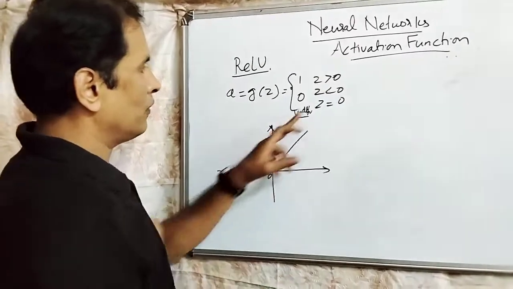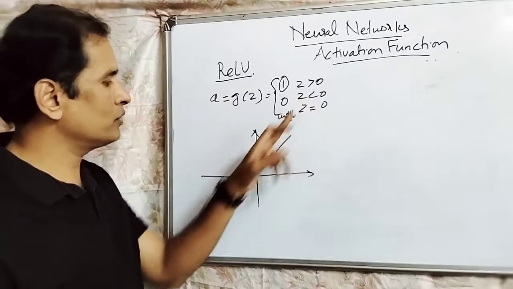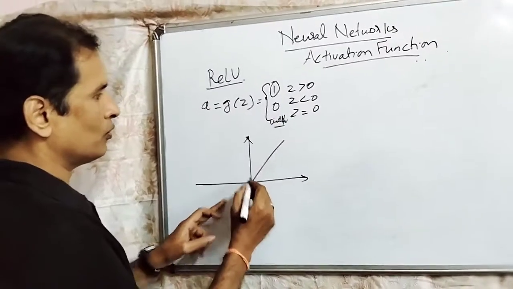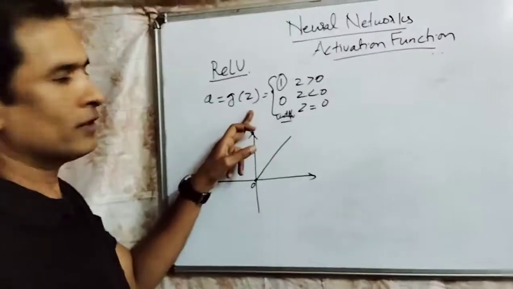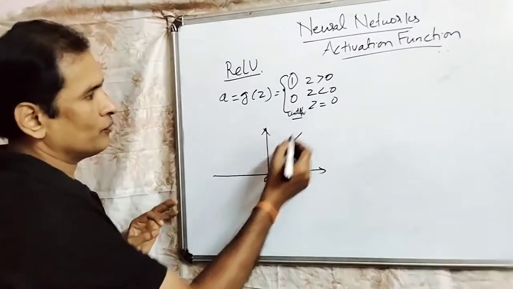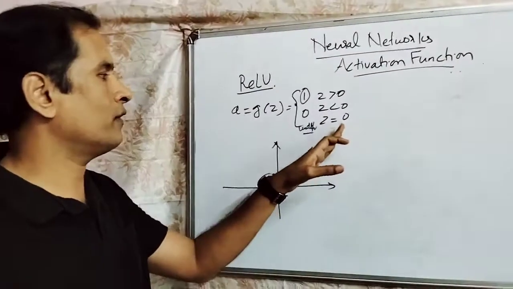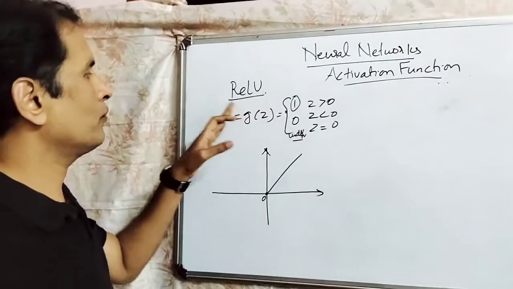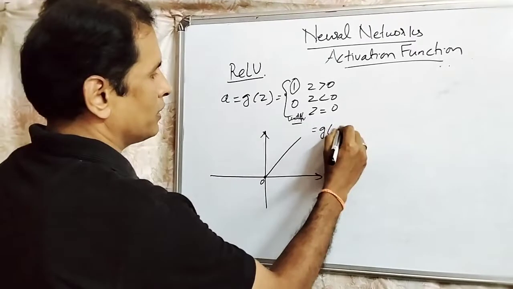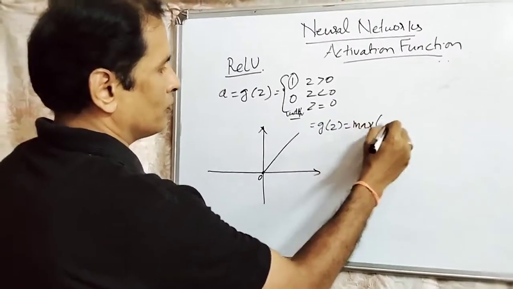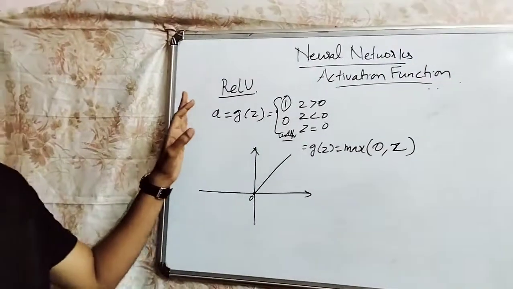When the value of z is greater than 0, then it will give the output 1. When the value of z is less than 0, then the output is 0. And when the value of z is equal to 0, then we can assume it as either 1 or 0. So it depends upon our application, right? So this is about the ReLU function. What actually the ReLU function is, is g of z is equal to maximum of 0, z. So this is the third type of function.